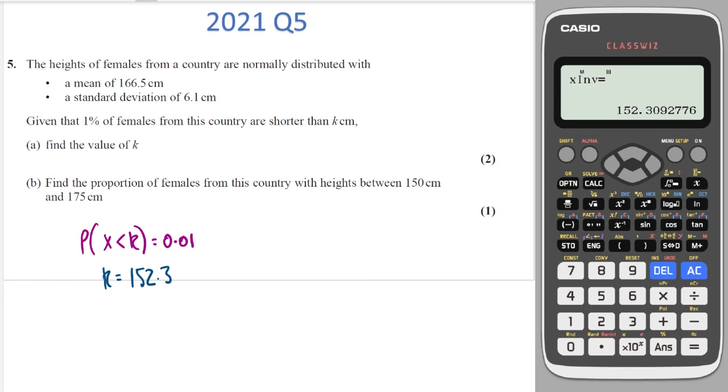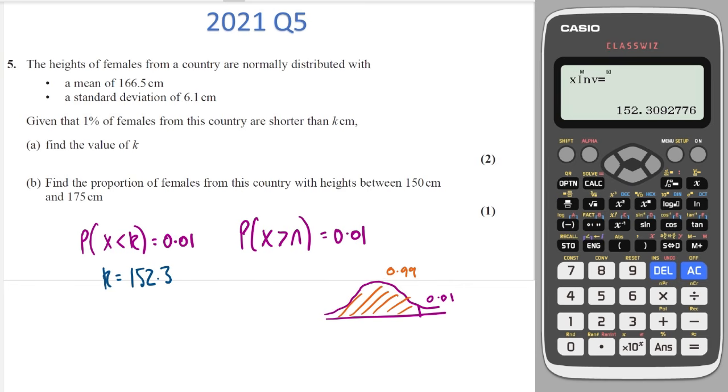Now let's say that the question was slightly different, and it said the probability that x was greater than k, or let's use a different letter, let's say n, it was equal to 0.01. Well, you'd have to think about what that looked like, because your calculator will only go to the left. So if you want an area of 0.01 here, then that's the same as having an area of 0.99 to the left. So the calculation you'd have to do would be an area of 0.99, and that will give you an n value of 180.7.